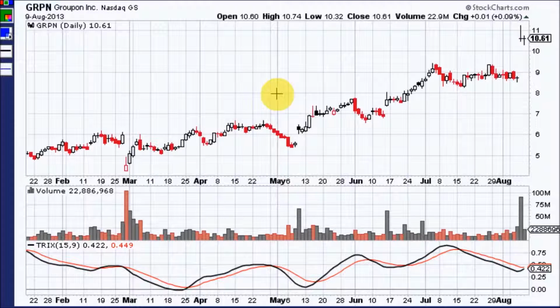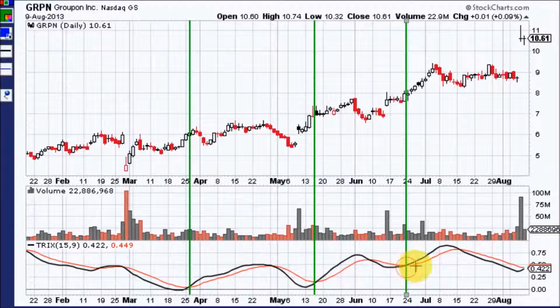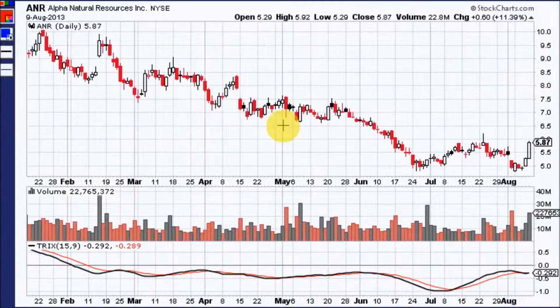Now when a stock is in a serious uptrend like GRPN is, the TRIX will remain above the 0 line. And if you're looking for an entry, look for these signal line crossovers where TRIX drops below the signal line, then crosses back up through it. The stock goes up a little. That one didn't work so great. Let's try this one. Okay, that one works a lot better, from $7 to $8. Here's another one that works great. TRIX drops below the signal line, crosses back up through it. Stock runs from 8 to about 9.50.